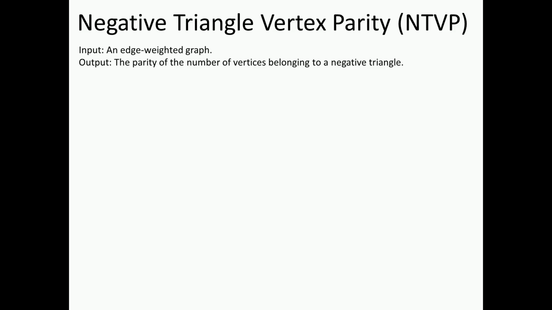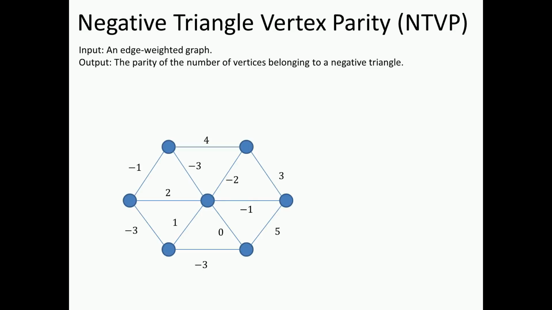So just so we will see what it means, here we have a graph, and we can see that this triangle is negative because the sum of the weights on the edges here is negative. Also, this is a negative triangle, and this is a negative triangle as well, and those are all the negative triangles in the graph. And here we have all the vertices in a negative triangle marked in red, and we can see that we have 6 vertices marked, and therefore the negative triangle vertex parity of this graph is 0, even.